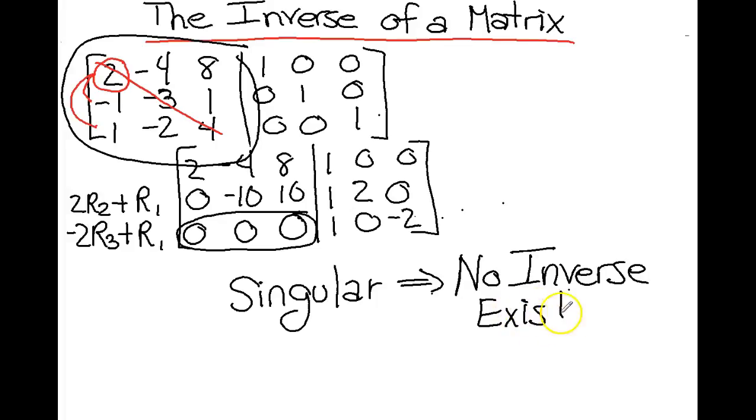So when you see a row of all zeros on the left-hand side of this dividing line, it means no inverse exists for this matrix.